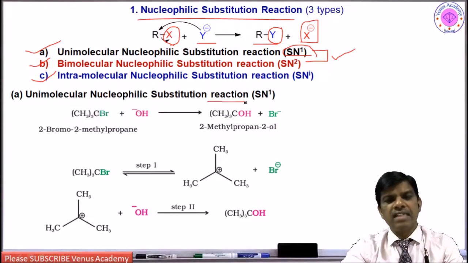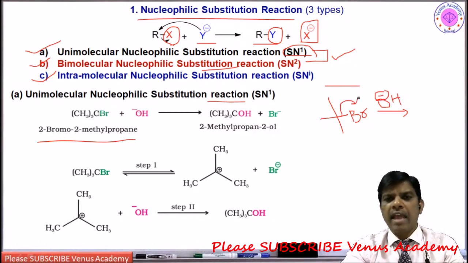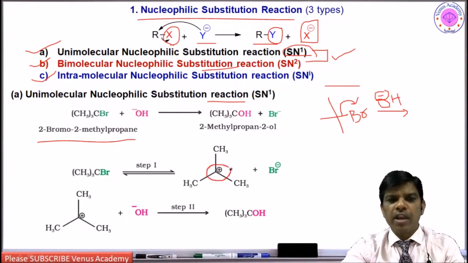Let us learn SN1 first. So simply take tertiary butyl bromide, or 2-bromo-2-methylpropane. This is nothing but tertiary butyl bromide. When I treat it with a base, for example OH minus, it loses bromide ion and gives a carbocation. This carbocation is a tertiary carbocation. It is going to be stable.